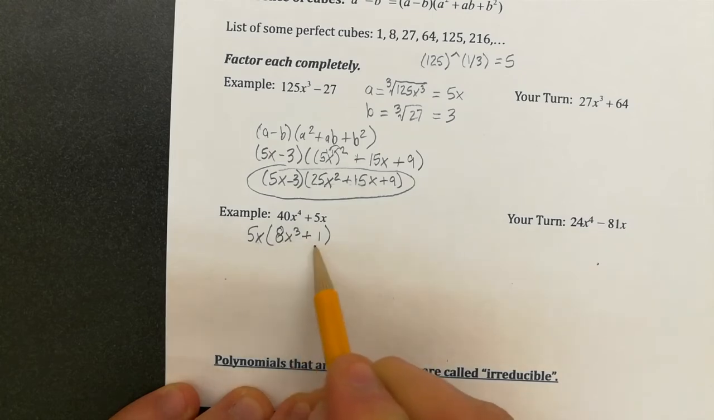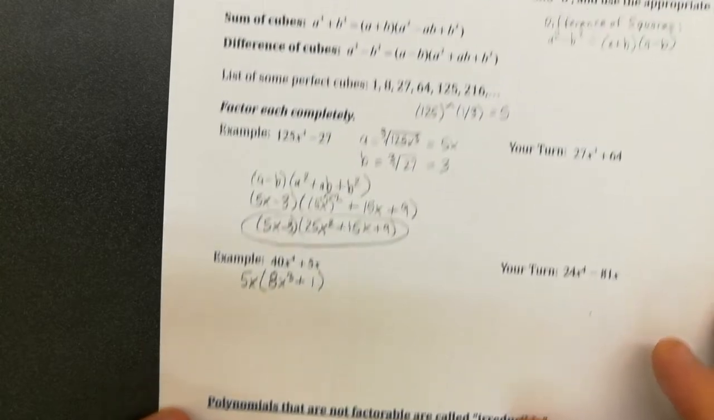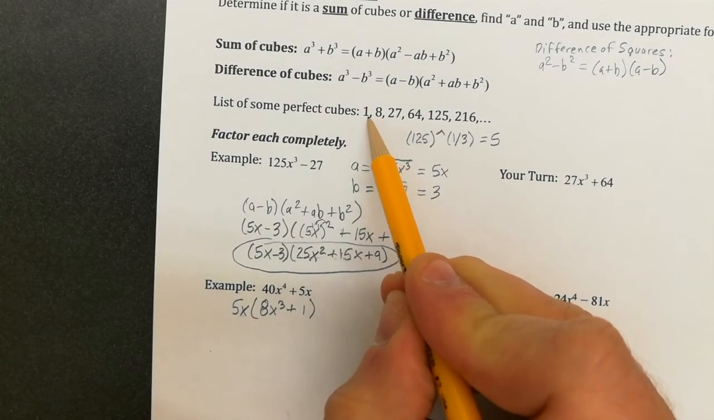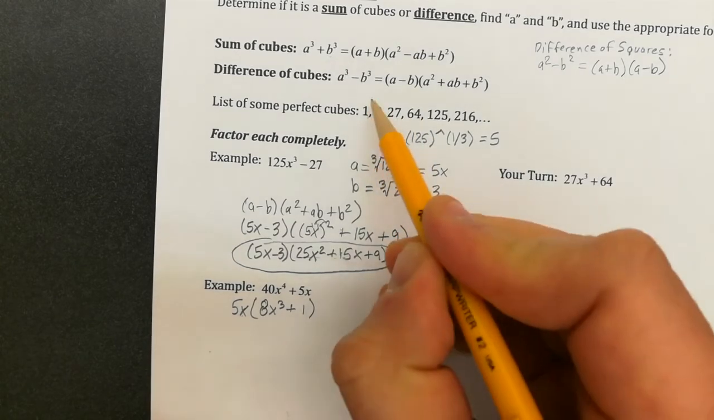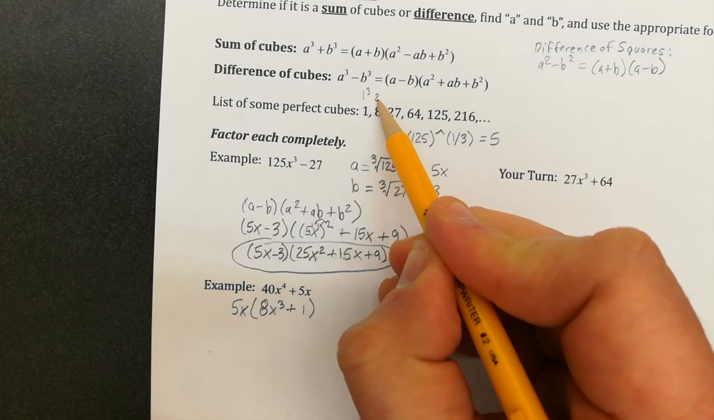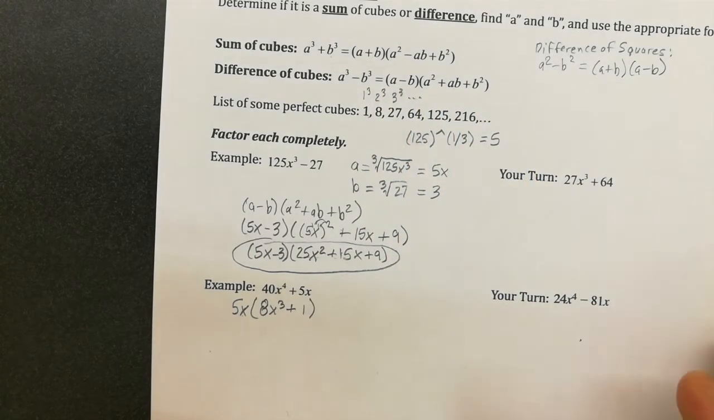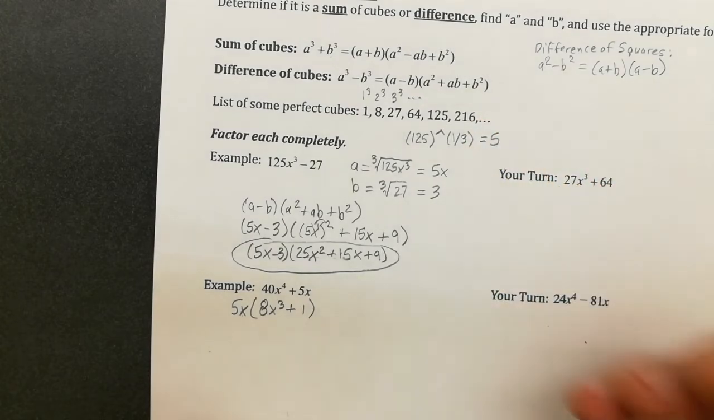Okay, this is a sum of cubes. 8 is a cube, 1 is a cube. I didn't point this out earlier, but these are some common perfect cubes. These are the lowest perfect cubes: 1, 8, 27. This is like 1 cubed, 2 cubed, 3 cubed, etc. Okay? So it's good to be able to recognize at least some of these. I don't expect you to have them memorized, really, beyond this. This is 6 cubed right here.